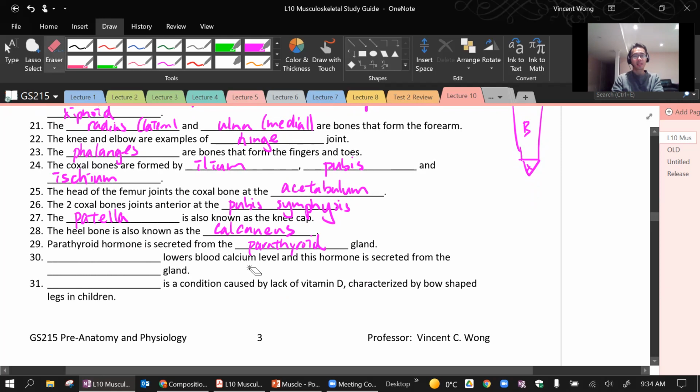Something lowers blood calcium level. That is calcitonin. And this hormone is secreted from the thyroid gland.